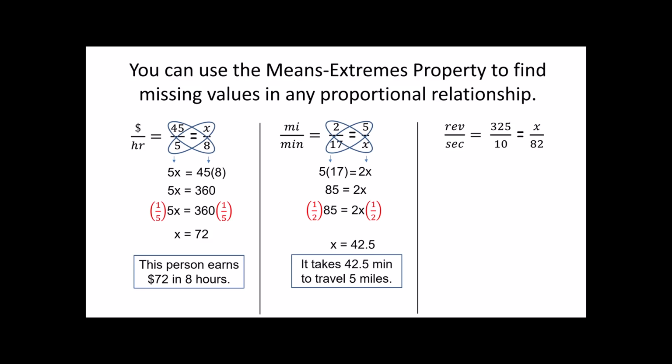Let's do one more. This is revolutions per second. A lot of industrial machinery has parts that spin in a circle. Those are called revolutions, and a lot of them move very, very quickly. So let's say this particular piece of machinery rotates 325 revolutions in 10 seconds. Now, being a machine, as long as it's on, we would assume that it would probably maintain the same speed, the same revolutions per second, so that we can predict how many revolutions it would take in 82 seconds.